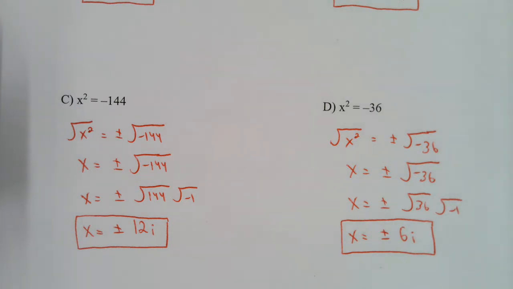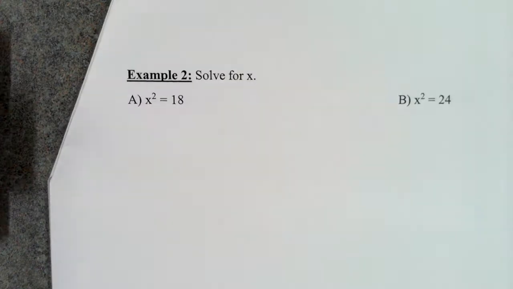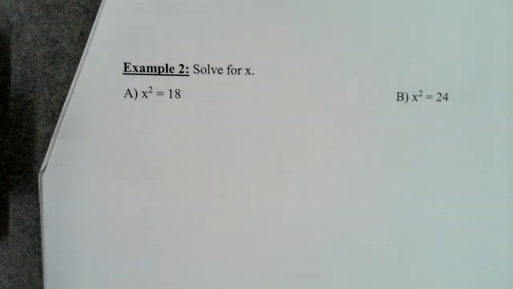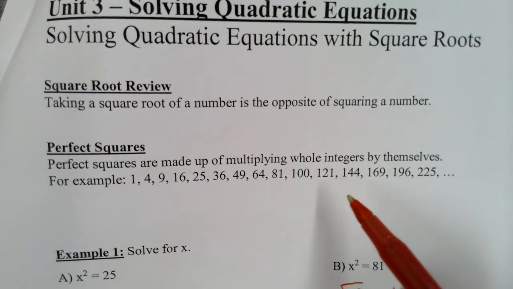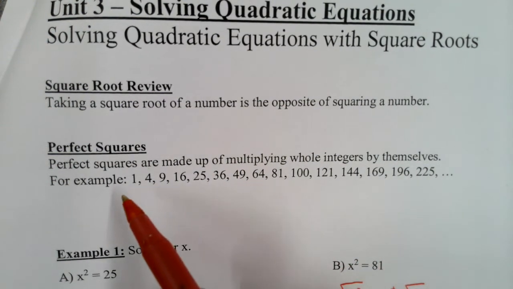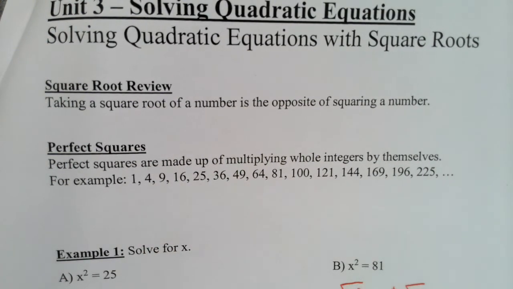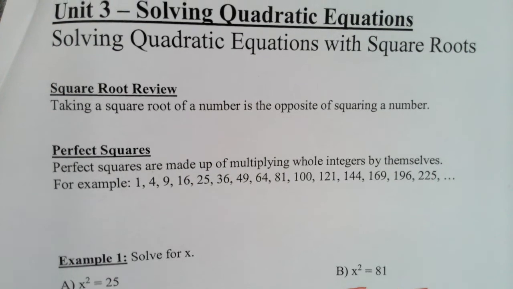So that page wasn't too bad because everything on that page was a perfect square. The next page, that is not going to be the case. Okay, so let's move on to example 2. And you'll see solve x squared equals 18. 18 is not a perfect square, okay? Again, I'm talking about these numbers right here. These are the perfect squares. You need to have those memorized because we're going to use them going forward in this lesson and the next two lessons.